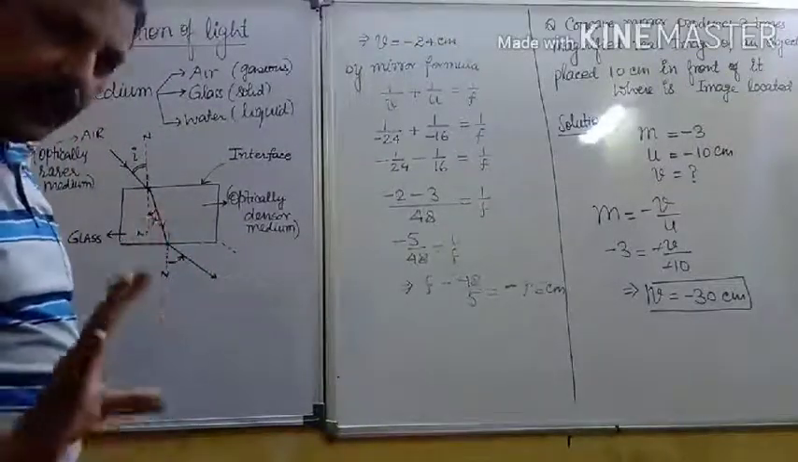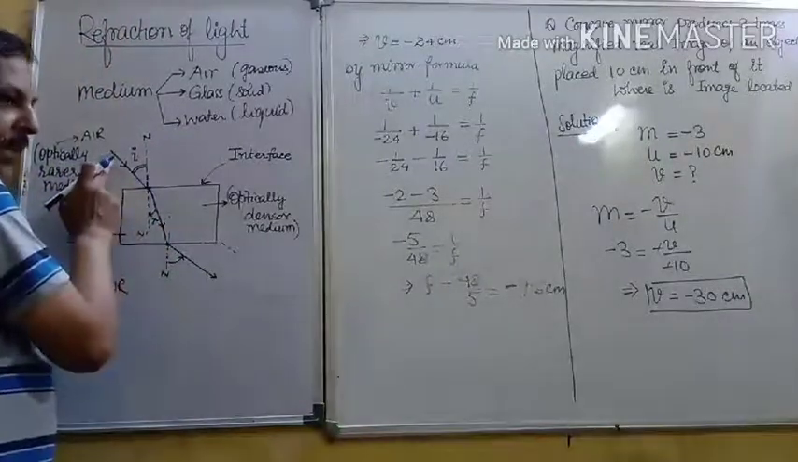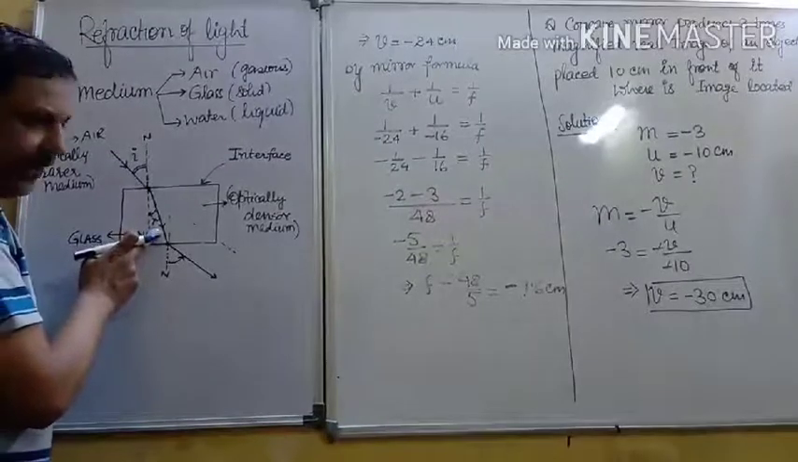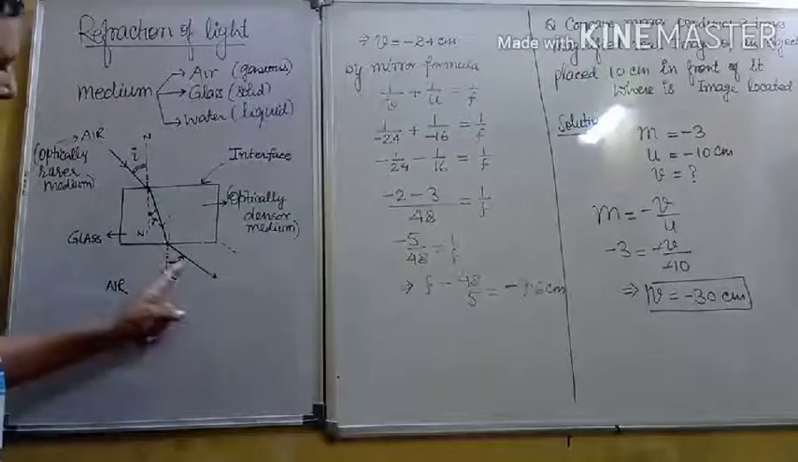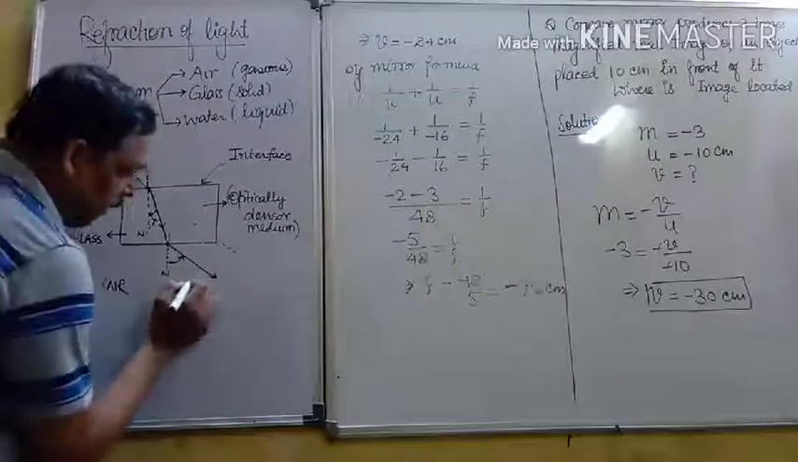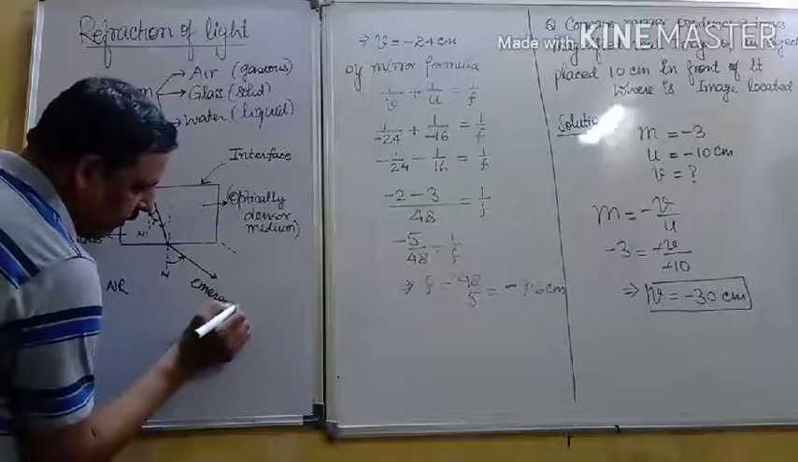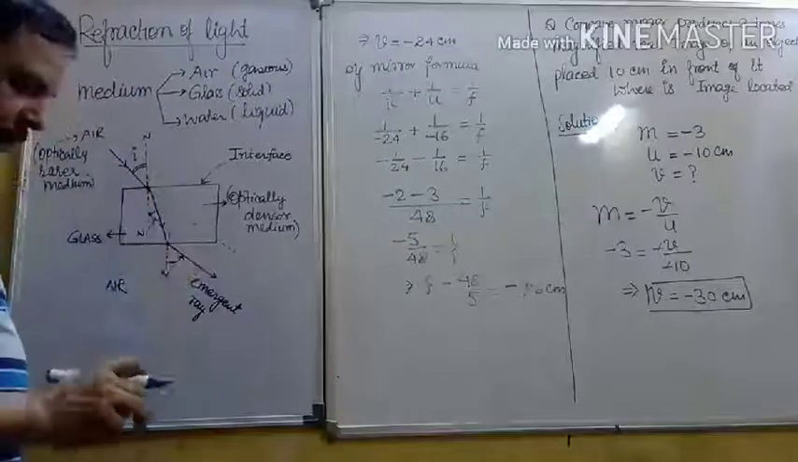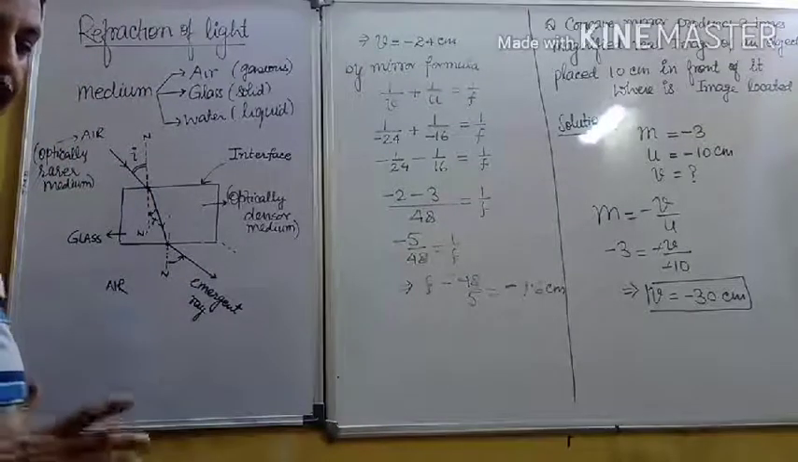Is it clear to you or not? This ray is called the incident ray. This ray is called the refracted ray. And again, this is called the emergent ray. So this phenomenon should be very clear to you. What do you mean by refraction?